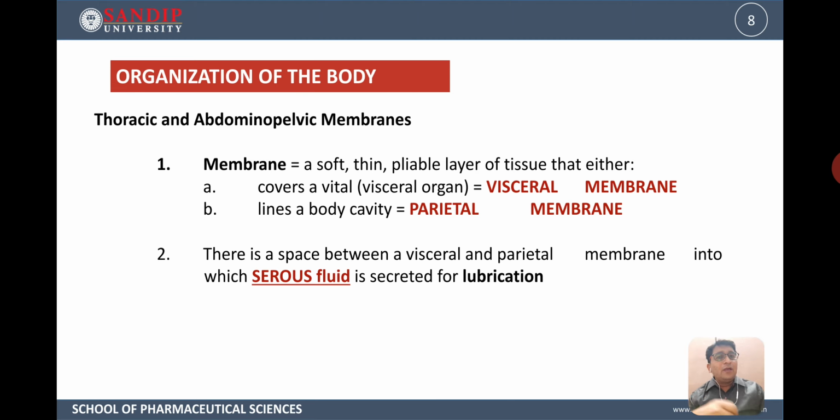For example, whenever the vehicle starts, the engine works. How does the engine work? Because of the presence of oil. That oil works for the process of lubrication, for the softening. Same thing is there. The serous fluid is required for the process of lubrication.